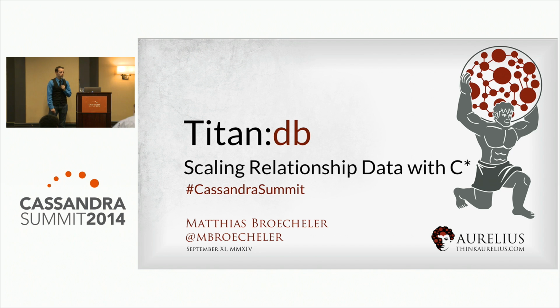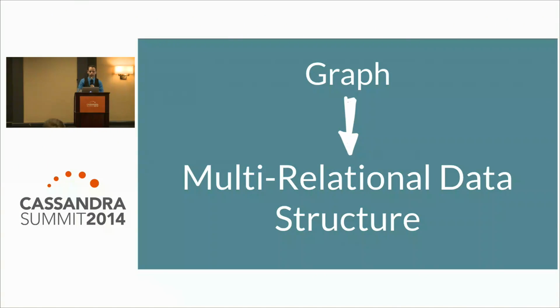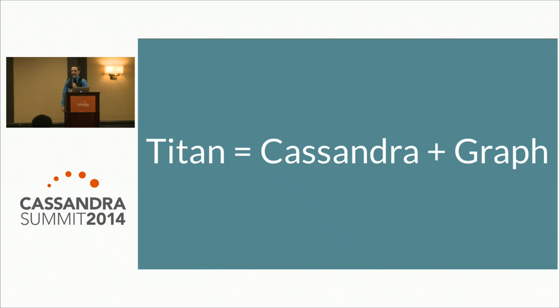I was warned that if I start another talk with an introduction to graphs and the property graph model, I would get tackled off stage. So I'm definitely not going to risk that. I'm just going to say really, really quickly that a graph is a multi-relational data structure. All right, got that done. See, nobody was able to run that fast.